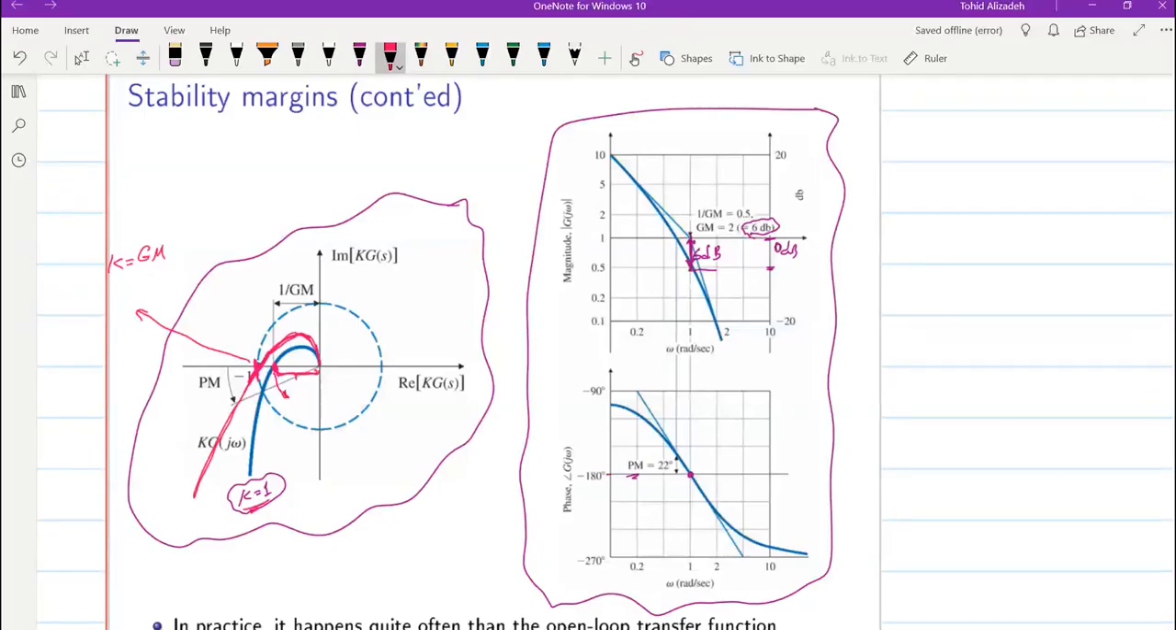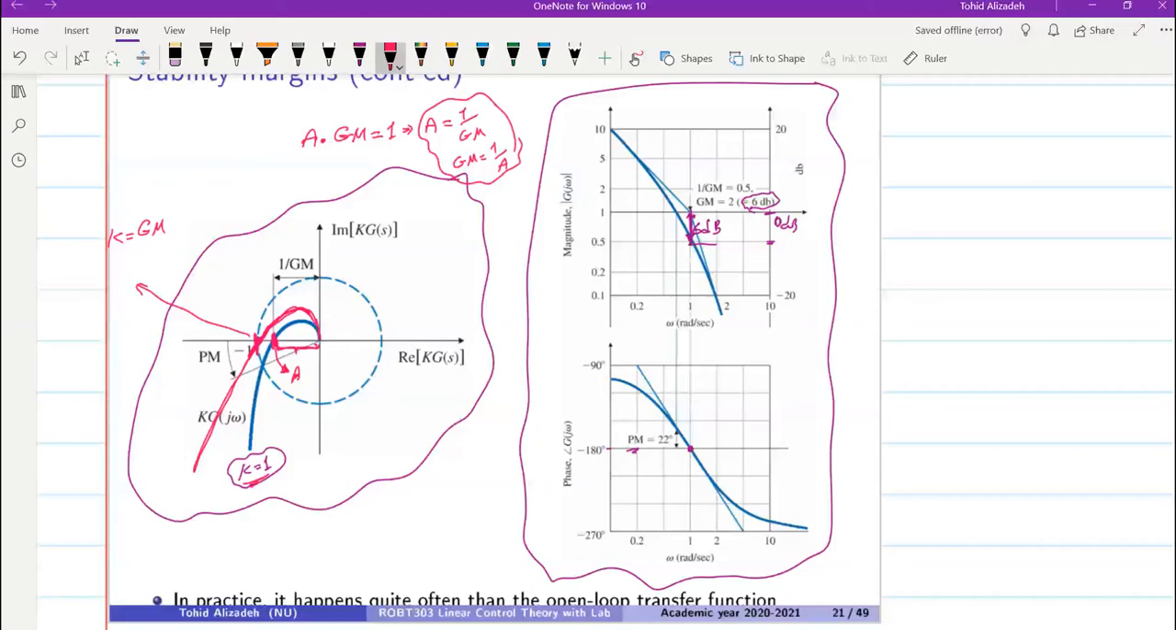If I call it A, and then we multiply A with the gain margin, we will obtain the amplitude equal to 1. And as a result, A will be equal to 1 over gain margin, or gain margin will be equal to 1 over A. You can take both into account. So looking at the Nyquist diagram, you can determine the value for the gain margin by finding out this value. And you can determine it by referring to the Nyquist graph.